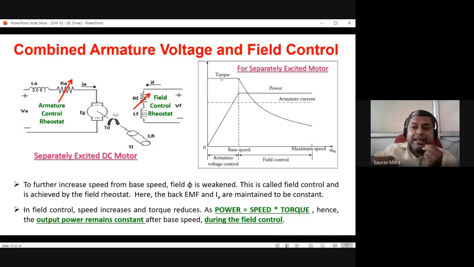So this is the ideal characteristic of armature voltage and field control together. Very important question, please prepare. And this is possible only for separately excited DC motor, because in separately excited DC motor, you have greater flexibility to control both field and armature.